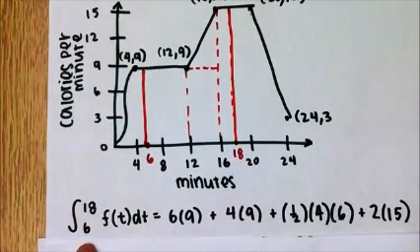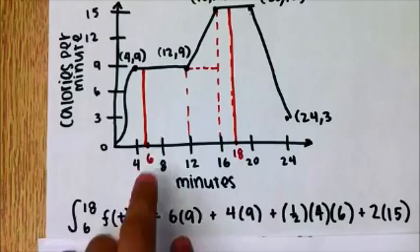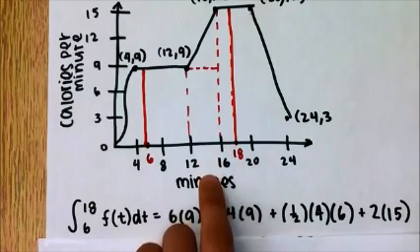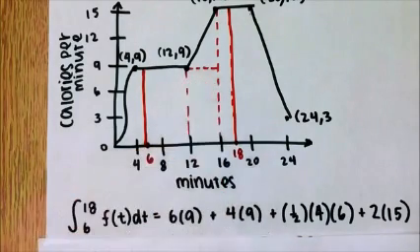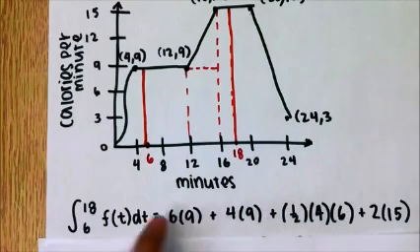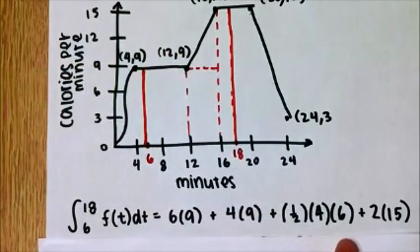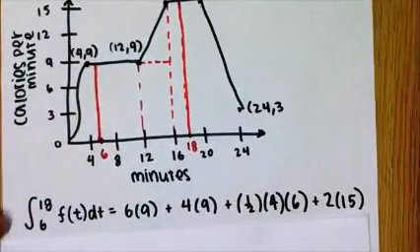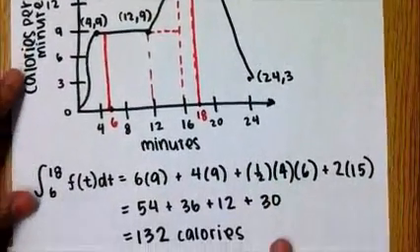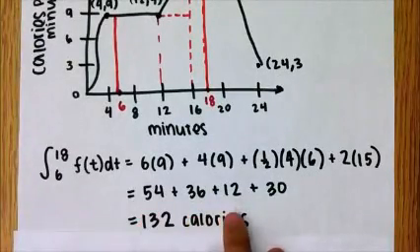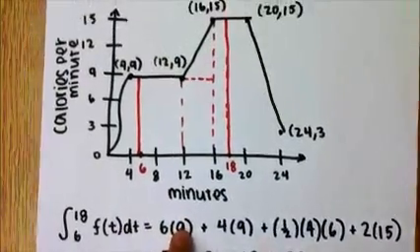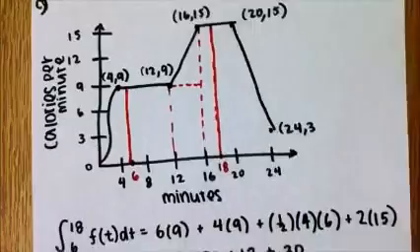So the integral of 6 to 18 of f of t dt equals this base, 6 times the height 9, plus this base, 4 times the height 9, plus 1/2 base times height of this triangle right here, which is 1/2 times 4 times 6, and then this area right here, which is 2 times 15. And then adding that together, you get 54 plus 36 plus 12 plus 30, and you get 132 calories. And it's calories because all the area under the graph equals calories.